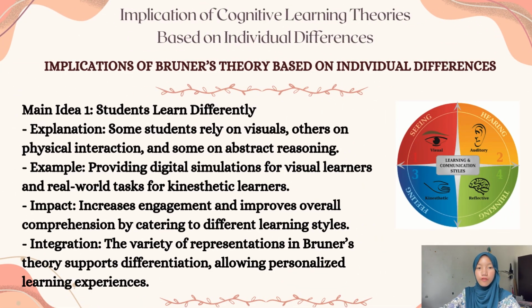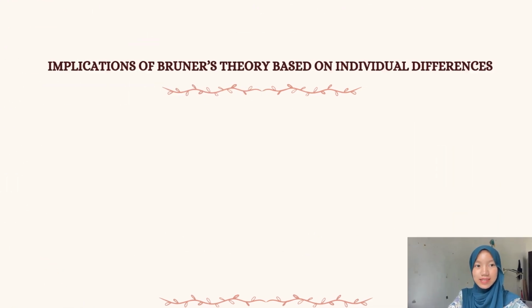Next, implications of Bruner's theory based on individual differences. Main idea: students learn differently. Some students rely on visuals, others on physical interaction, and some on abstract reasoning. For example, providing digital simulations for visual learners and real-world tasks for kinesthetic learners. The impact: it increases engagement and improves overall comprehension by catering to different learning styles. The variety of representations in Bruner's theory supports differentiation, allowing personalized learning experiences.